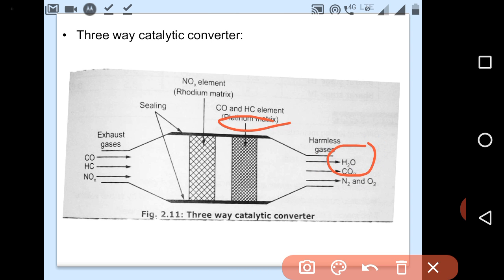Likewise, using the three-way catalytic converter, we can reduce the harmful carbon monoxide, hydrocarbon and oxides of nitrogen into water, carbon dioxide, nitrogen and oxygen. Okay, we can stop over here. So this is the two-way and three-way catalytic converter you have seen.